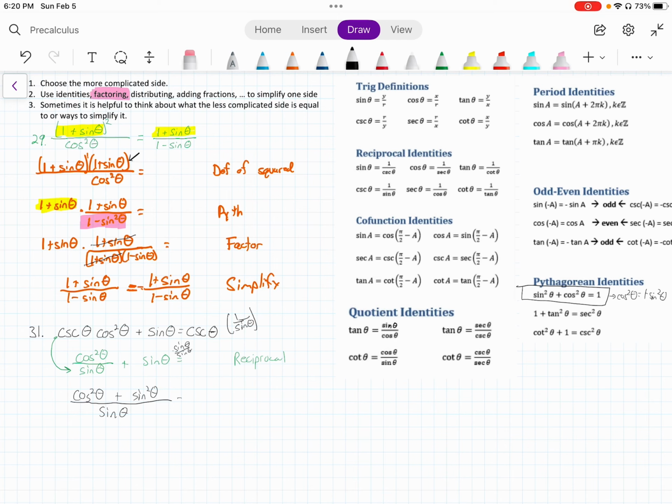Now we might see what's happening. What's in the numerator? We have a sine squared plus cosine squared. Hope you're getting that down by now. That's a 1. So we got 1 over sine theta, and 1 over sine theta is cosecant theta. And we showed that the left side is indeed equal to cosecant theta.